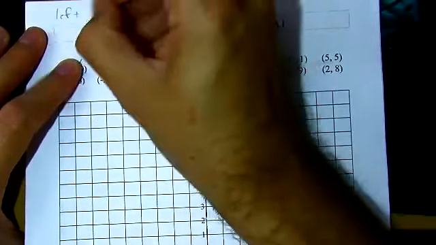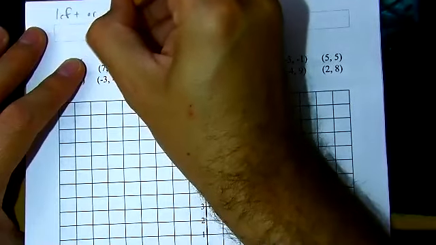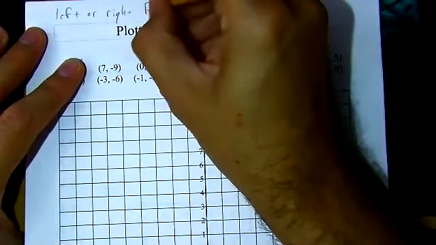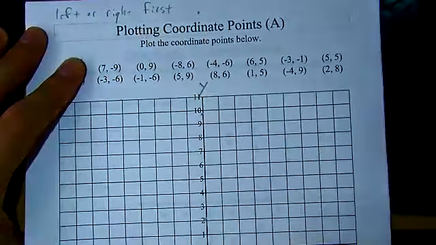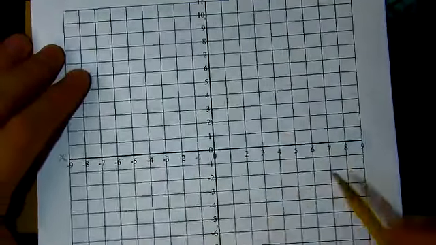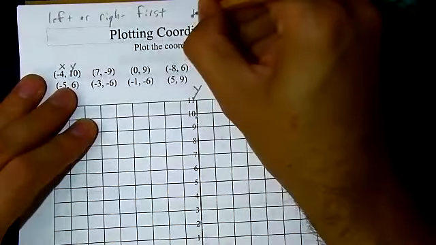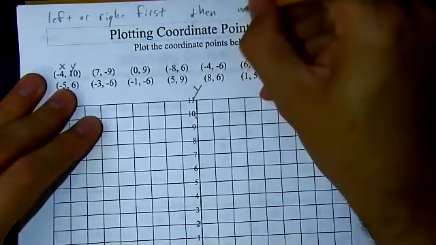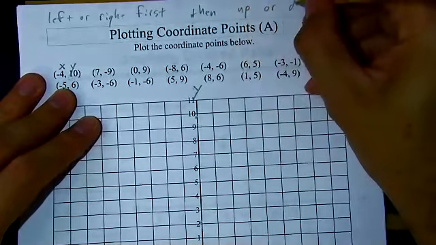So always go left or right first. So that means this way. This is what you'll always be doing first. Then up or down.